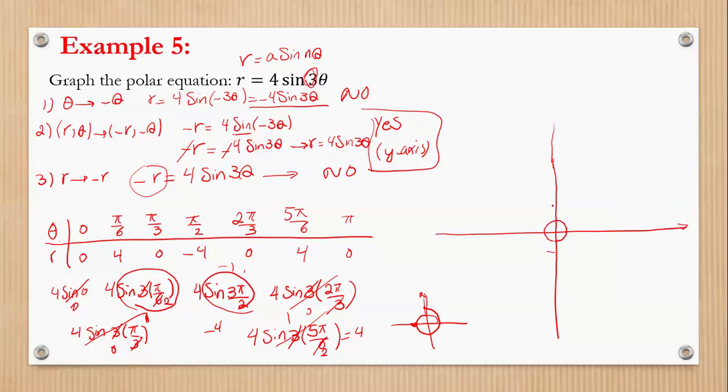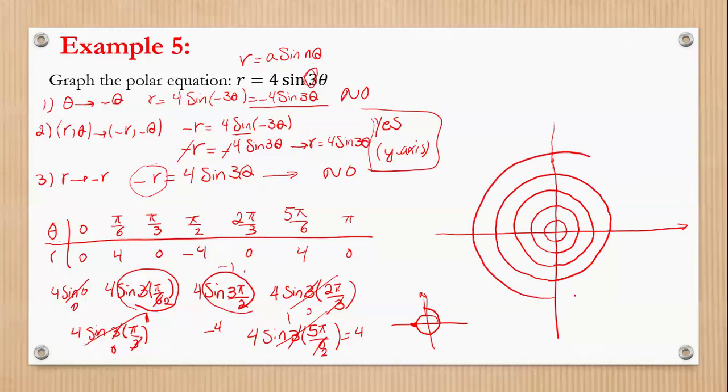One, two, three, four, five, and these are pi over 6, pi over 3, pi over 2, 2 pi over 3, and 5 pi over 6, and okay.